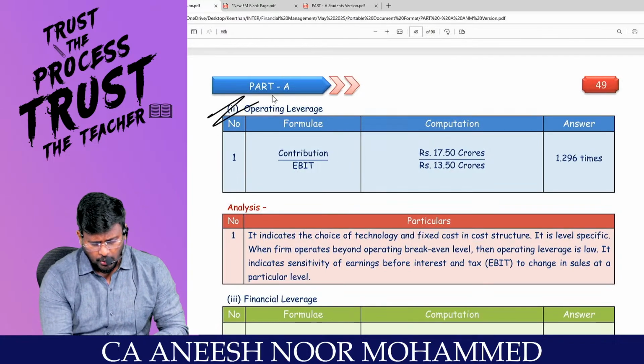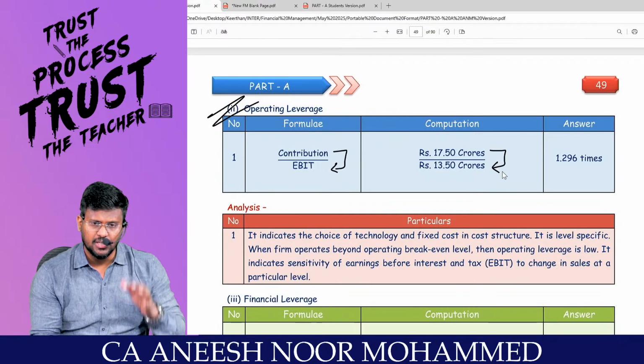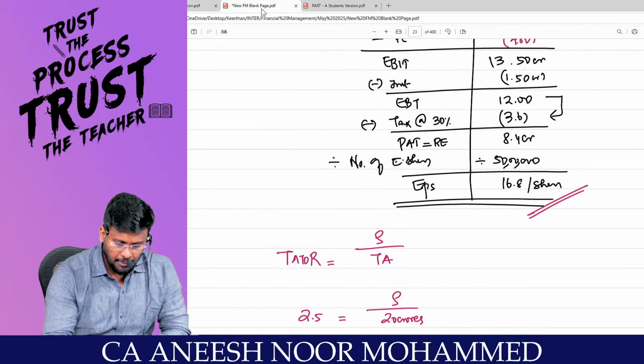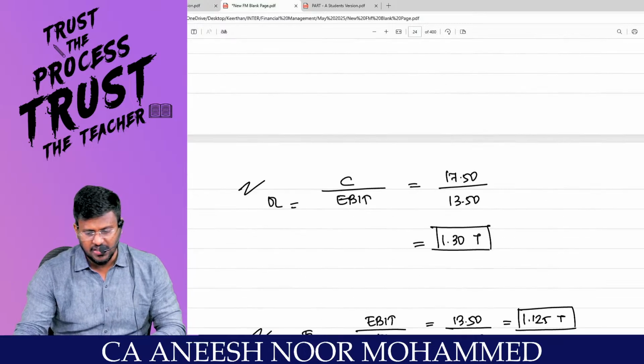Operating leverage is equal to contribution divided by EBIT. What is the contribution? 17.50 crore, divided by EBIT, gives 1.296 times. But here we have rounded it off as 1.30 times. Are you really with me?